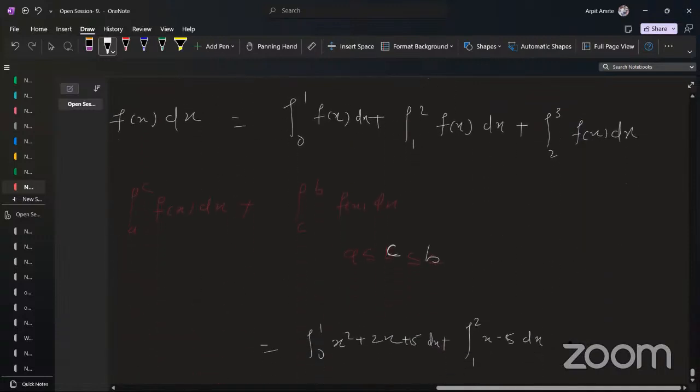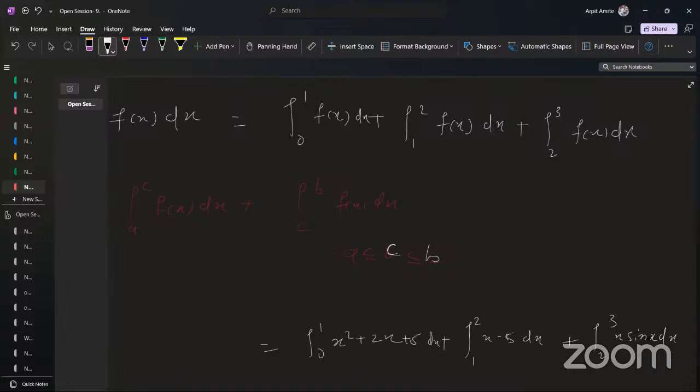Then at 2 to 3, what is my function? x sin x. Now you can easily integrate this, right? This one you can easily integrate. This one you can easily integrate. This one you can easily integrate.